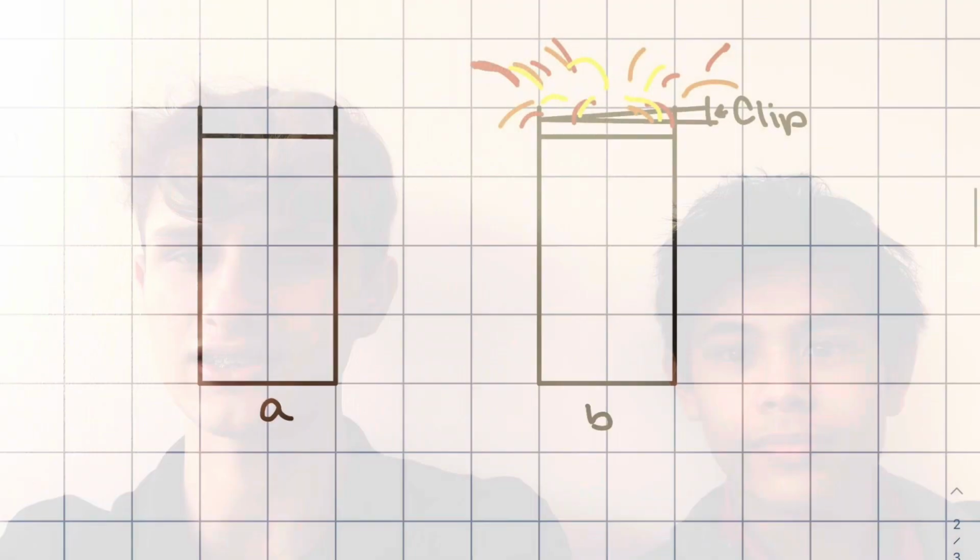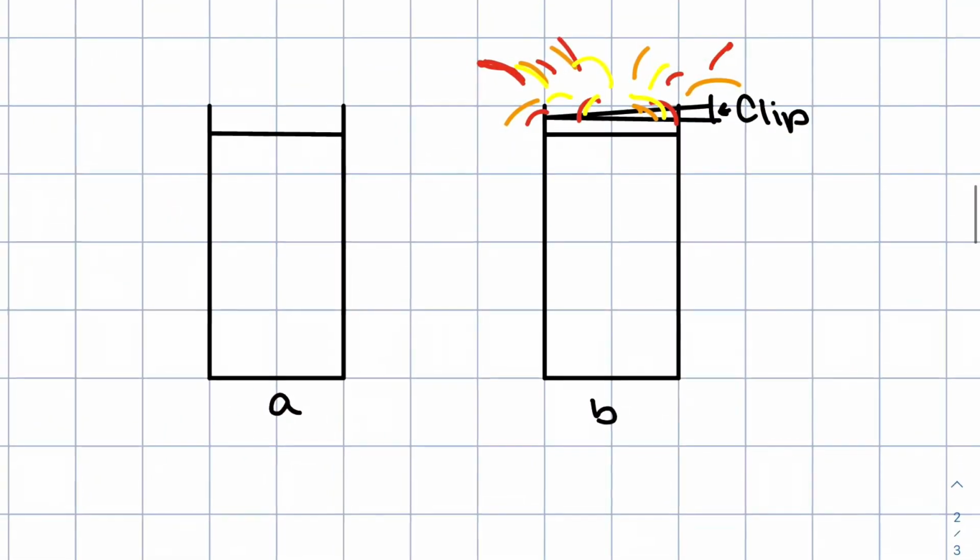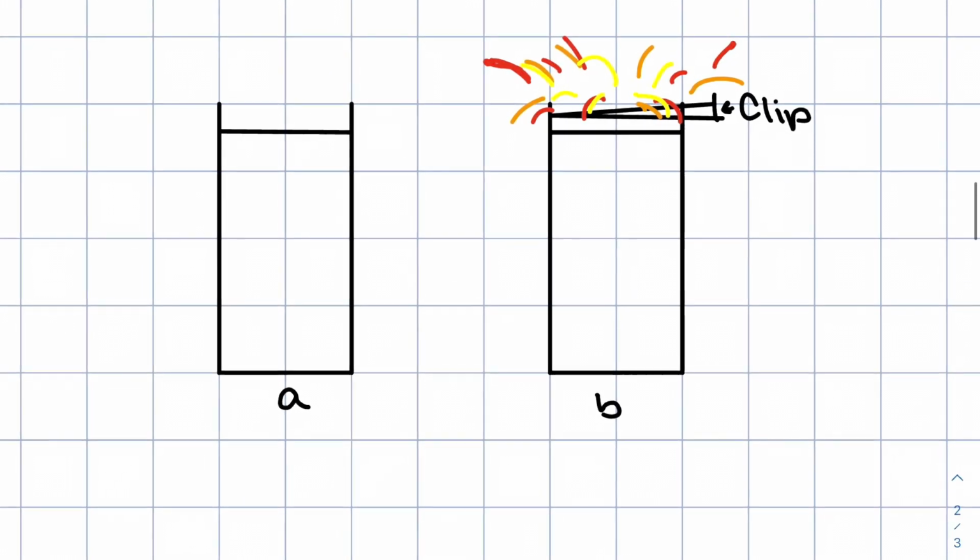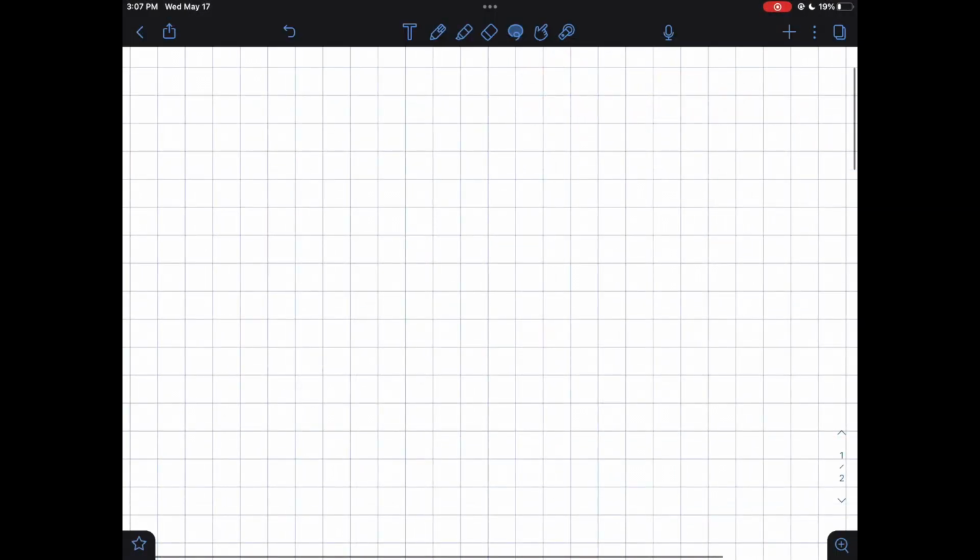The next topic we will be going over today is how energy applies to the capacitor and the spark it makes. To get started, we drew the setup of the capacitor and the two wires. Now let's start with the law of conservation of energy.